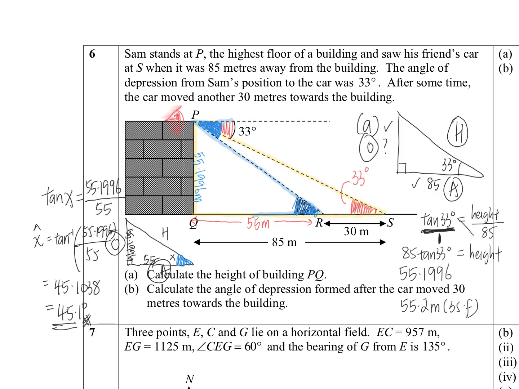Okay, I'm going to draw the diagram, hopefully in the closest possible way. So first thing first, they ask, can you find CG? How to find CG? Use the cosine rule. So to find this, we will use CG squared equals 957 squared plus 1125 squared minus 2 times, cosine 60. Yeah, because in real life, the numbers are not so nice.